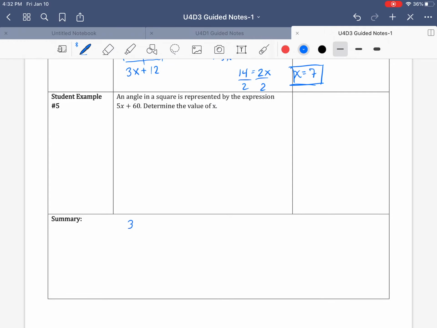Alrighty, now take a little bit of time, 3 to 5 sentences, to write your summary. Make sure you're including the objective as well as using the correct academic vocabulary. See you in class.